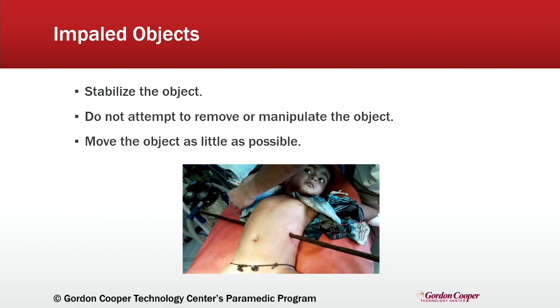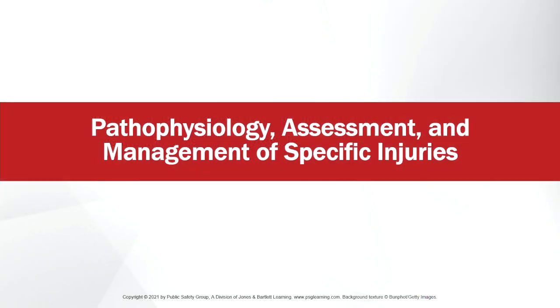Impaled objects, of course, the first rule is to stabilize that object and never attempt to remove it or manipulate it in any way. You should transport the patient in the position in which you found them. In unusual situations, it may be necessary to shorten a portion of the object while it is still in the abdominal cavity. In these cases, make every attempt to move the object as little as possible and keep it as stable as possible, and that way you don't cause additional injuries.